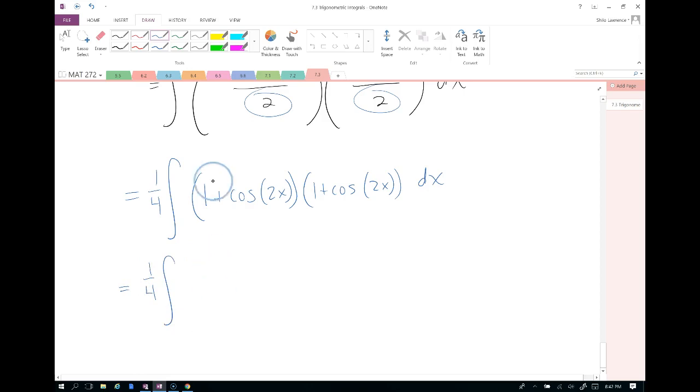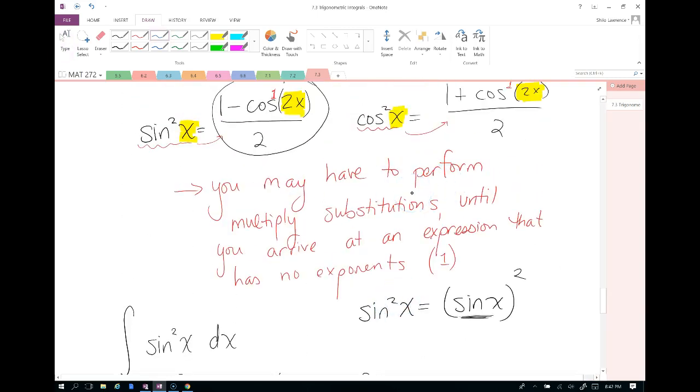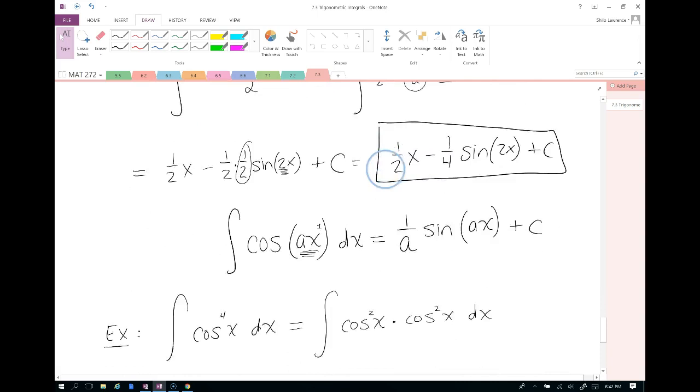So if we FOIL this, we're going to get 1 plus 2 cosine 2x. So far, both of those are very easy to integrate. But then cosine 2x times cosine 2x is cosine 2x squared. So remember what I said earlier. I said we're going to have to keep performing multiple substitutions possibly until we arrive at an expression that has no exponents. In other words, exponents of 1.